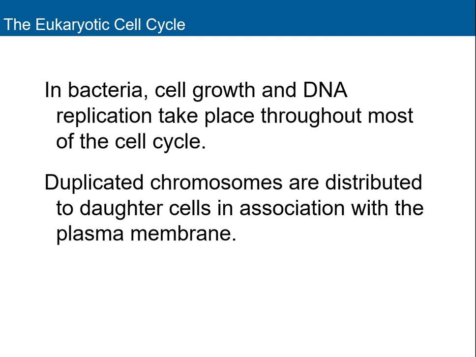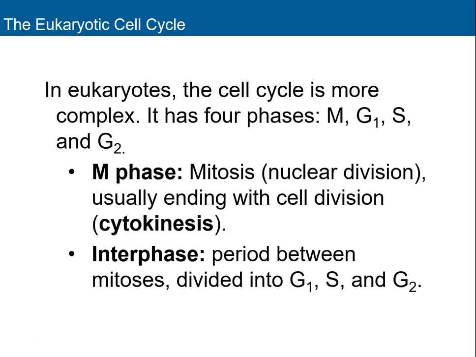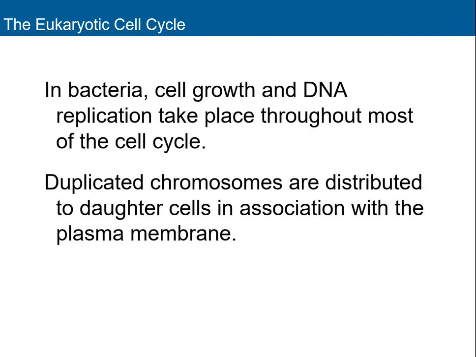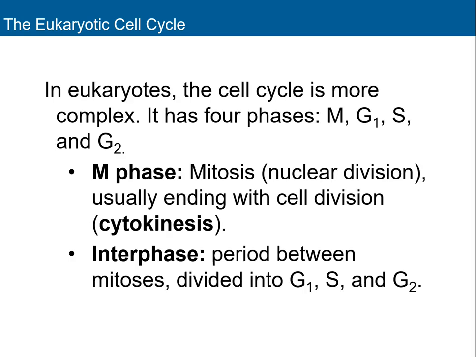And again, we're focusing on eukaryotes here. It says in bacteria, cell growth and DNA replication take place throughout most of the cell cycle. And basically those duplicated chromosomes get distributed to the daughter cells in association with the plasma membrane. Obviously a much simpler process than what we're going to talk about here. Okay, so that's all I'm going to say about bacterial cells in this lecture. We are focusing on eukaryotes, just like we did in the last lecture as well.